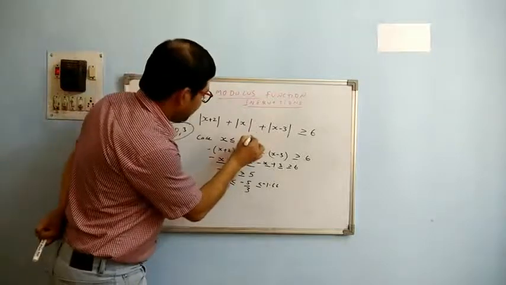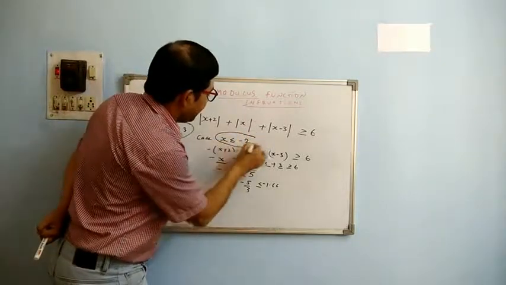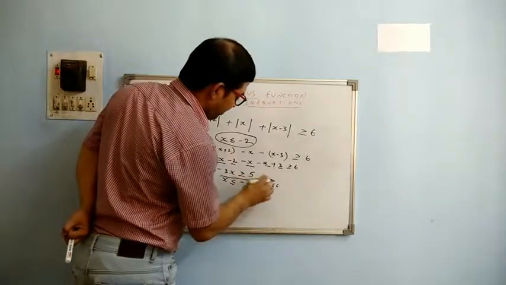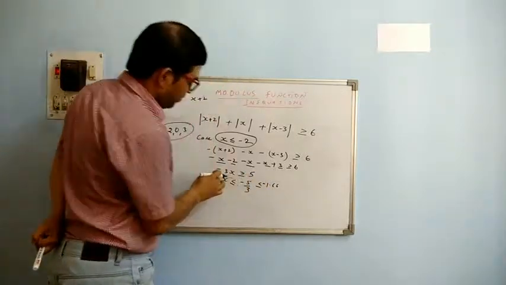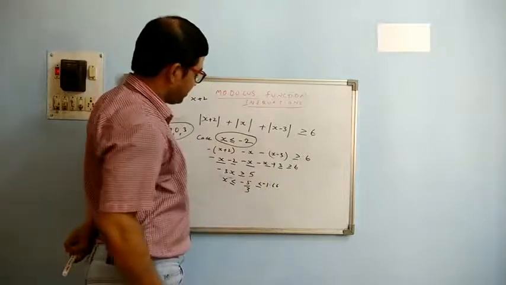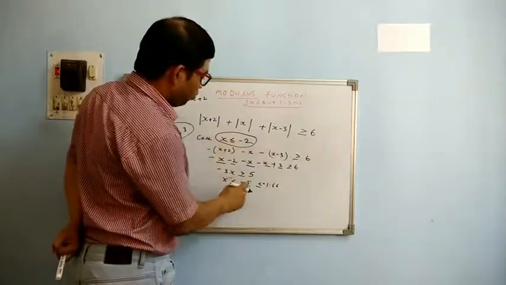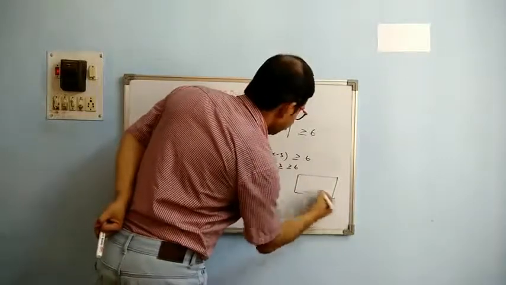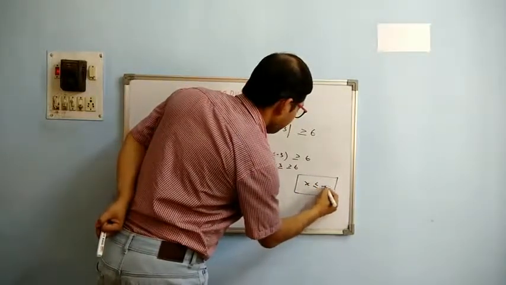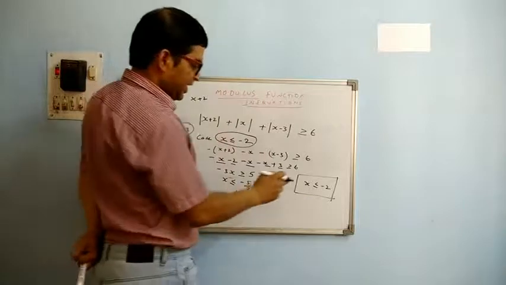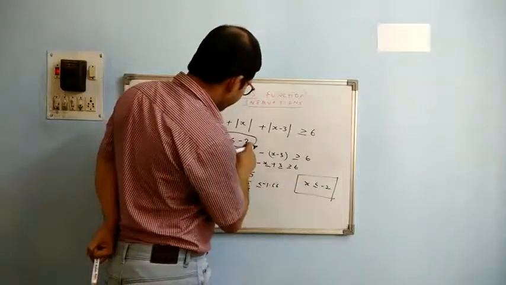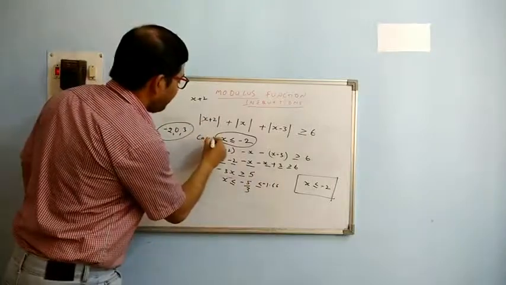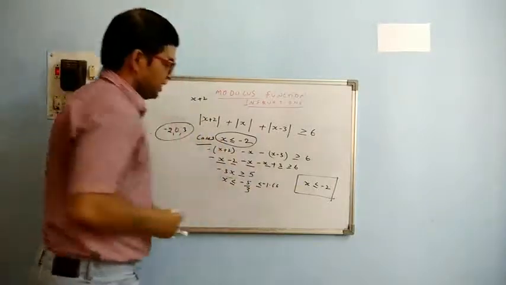Our assumption was that x should be less than or equal to -2, and what answer are we getting? x is less than or equal to -1.6. So on combining the two things, the solution is coming out to be x is less than or equal to -2. If x is less than or equal to -2, it will satisfy this condition and this condition also. So for case 1, the solution is this.